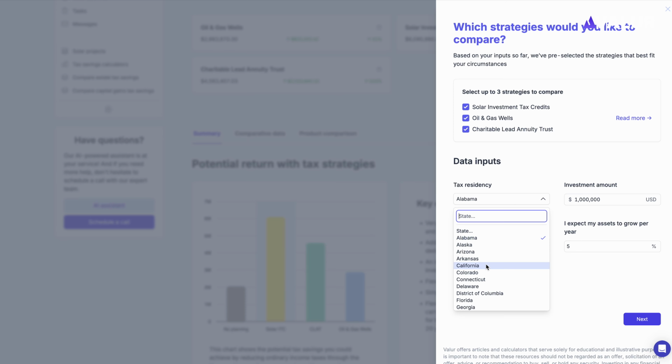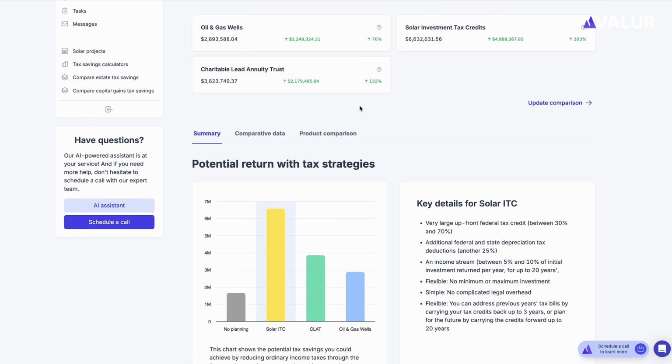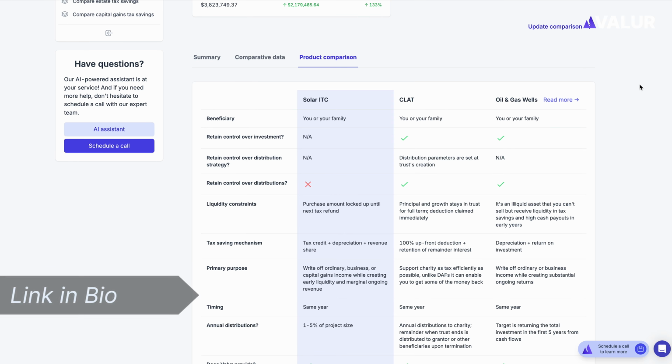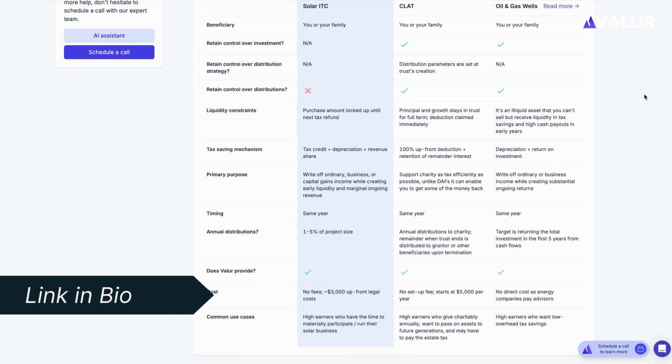Tax planning is a strategic approach to legally reduce your tax liability by leveraging available tax benefits and allowances. It involves making financial decisions with an understanding of their tax implications to keep more of your hard-earned money. You can also compare these different strategies based on your own situation to understand which one is the best fit for you by using our free-to-use ordinary income tax savings comparison calculator. Several tax planning strategies can help you reduce your income tax liability. Here are 3 of the most popular ones.